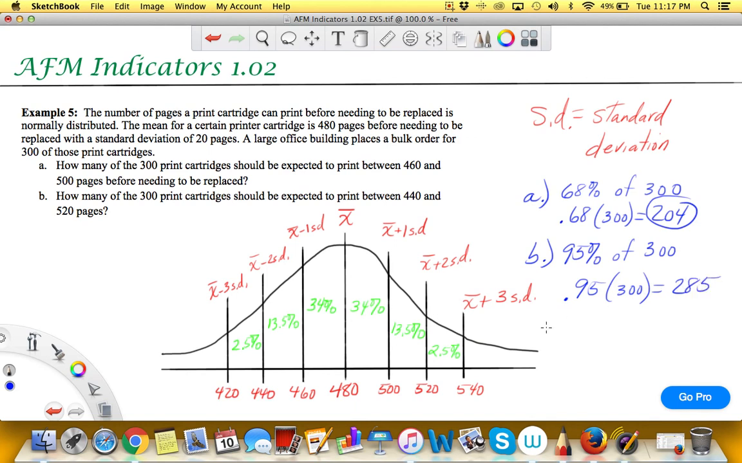and we would get 285. With this particular example, you want to make sure that you set up your bell-shaped curve and you write your percentages. As long as your percentages are correct and you put your mean in place and you add the standard deviations on the right side and subtract the standard deviations on the left side, after that, the mathematics is very, very simple for these types of problems.